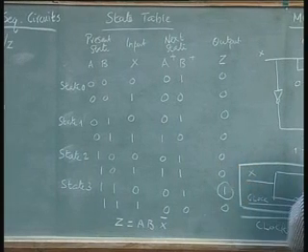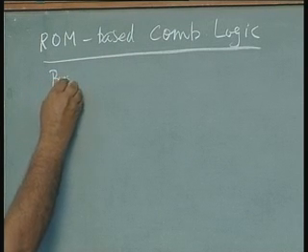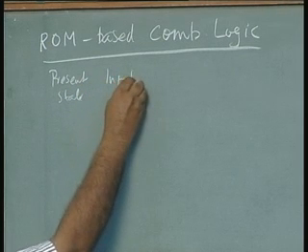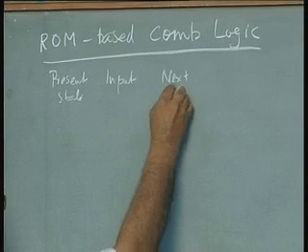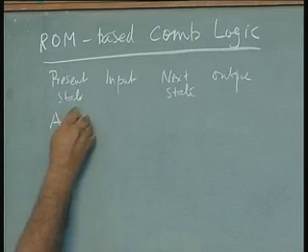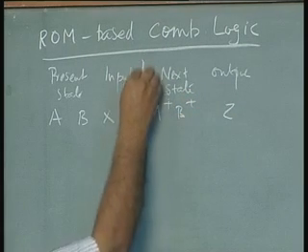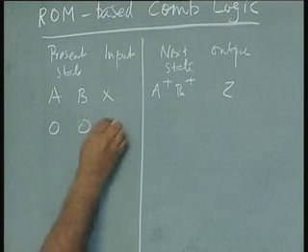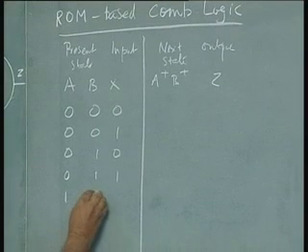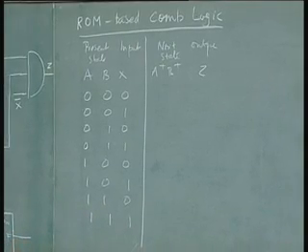So, what I am going to do is to use the same truth table: present state, input, next state, output, the same table where this is A, B, X, A plus, B plus, C. 0, 0, 0, 0, 0, 1, 0, 1, 0, 0, 1, 1, 1, 0, 0, 1, 0, 1, 1, 1, 0, 1, 1, 1. That is the state table written as a truth table.